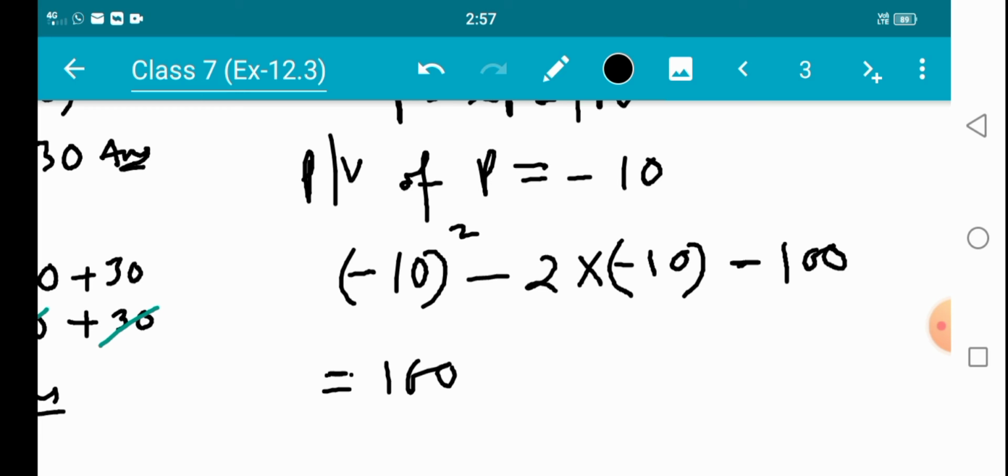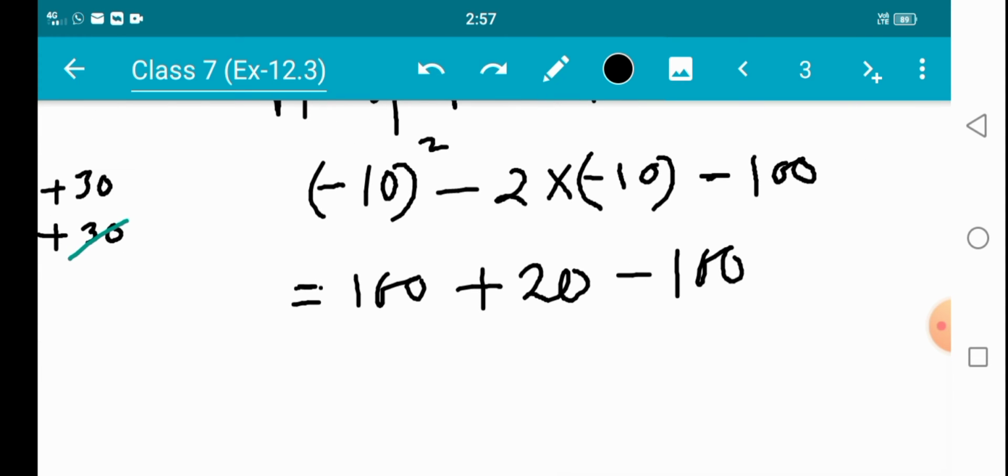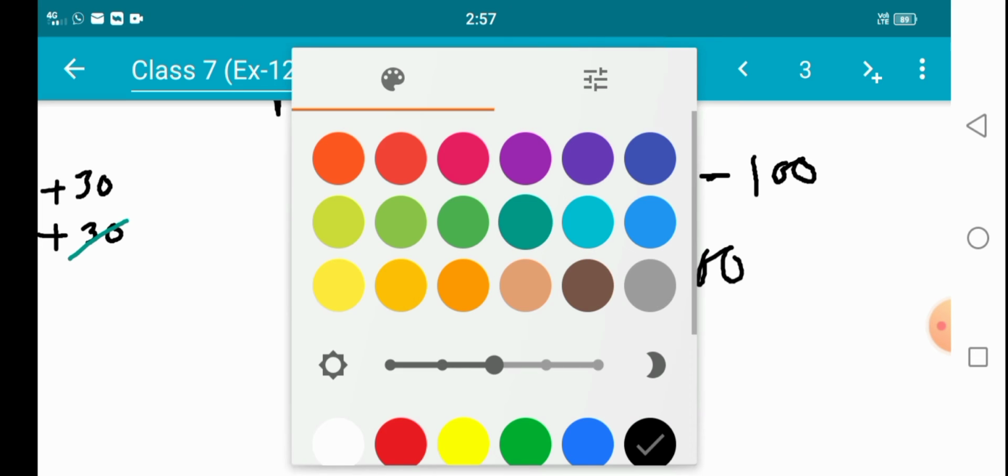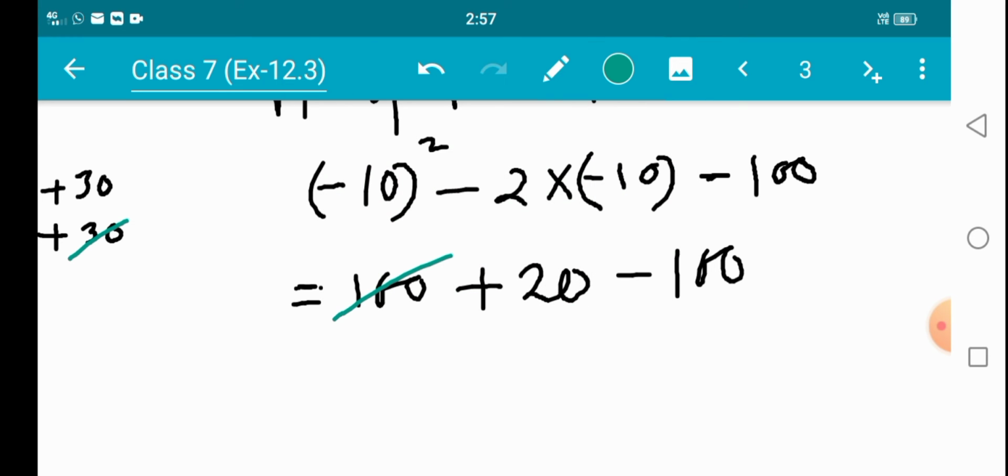And here also minus into minus will again become plus. So minus 2 into minus 10, so plus 20, and minus 100. So what we can do, students? We can see that same numbers are there with different signs. So plus 100 and minus 100 we can cancel out. After cancelling, what is left here? Yes, result is 20. So 8 is done.